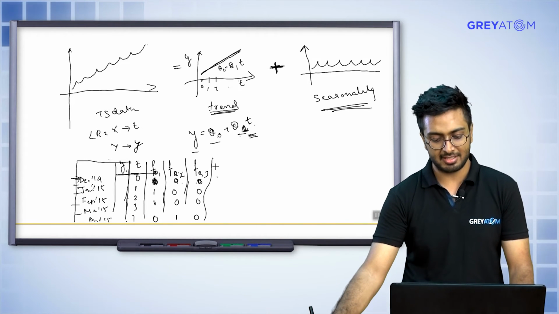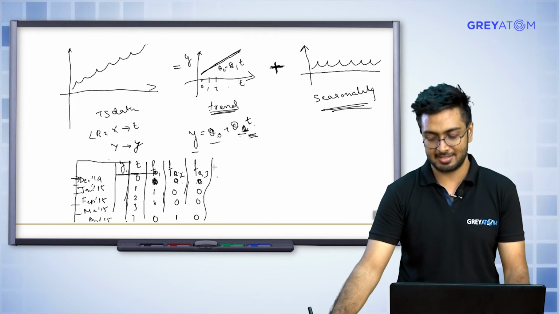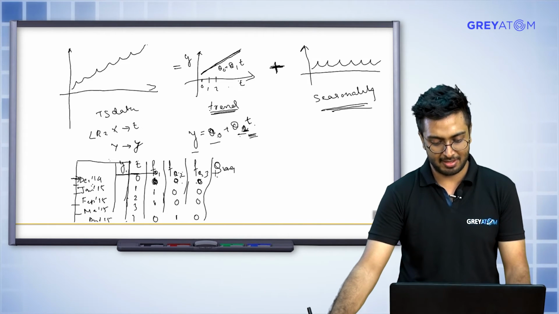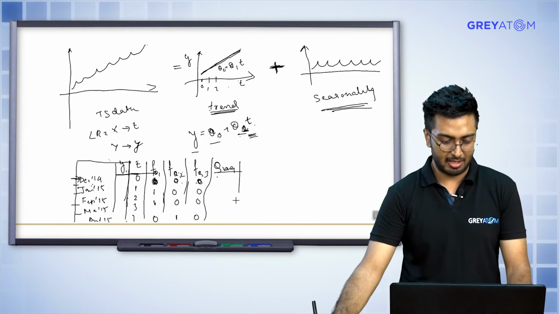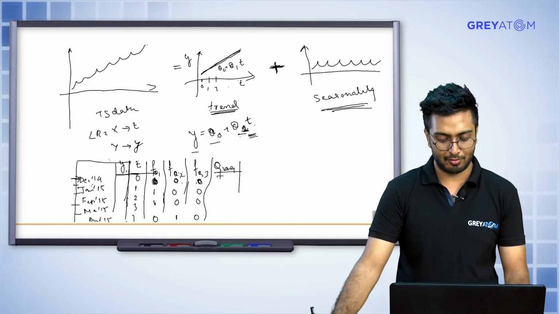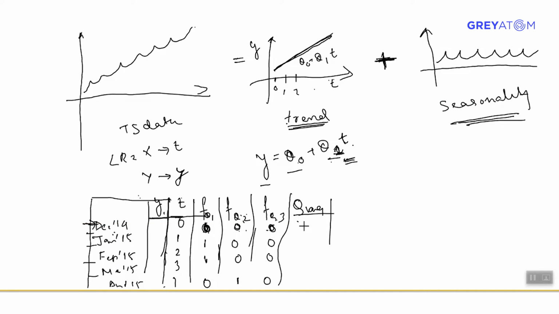Now that's one way. The other way to capture quarterly trend is, for example, a Q average, right? For December 14, in the last quarter of 14, you calculate the Y average across the 3 months. For Jan 15, you capture the Y average of Q1 of 15, and it's the same value for all 3 months of Q1 of 15.